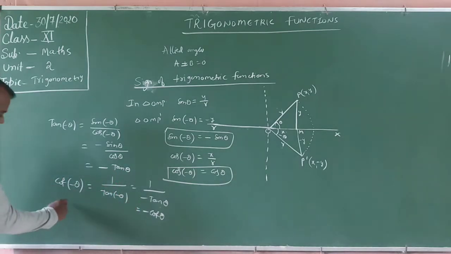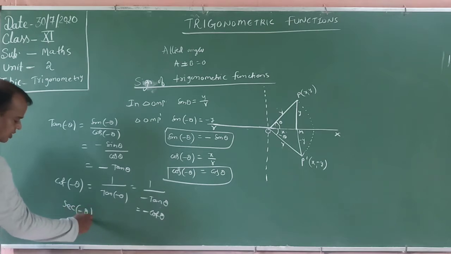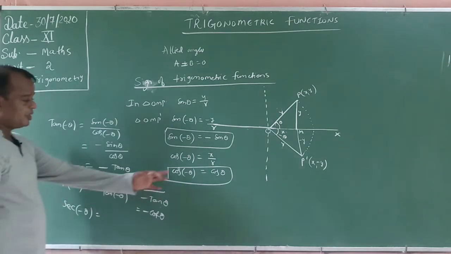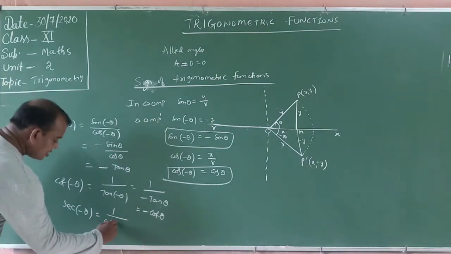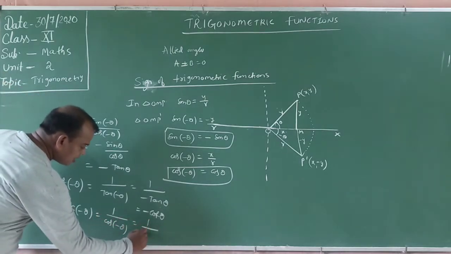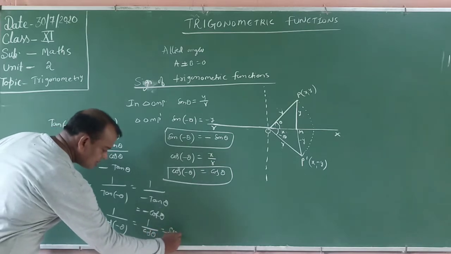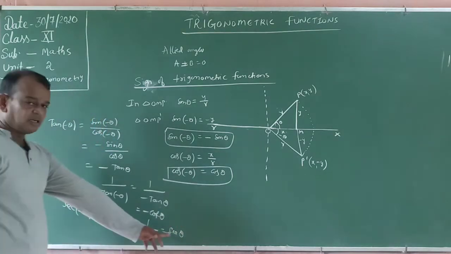Now secant of minus theta. Similarly, what happens to secant of minus theta? Cos of minus theta equal to cos theta. Secant of minus theta, that equals 1 by cos of minus theta, that equals 1 by cos theta. 1 by cos theta means secant theta. Secant of minus theta is equal to secant theta.